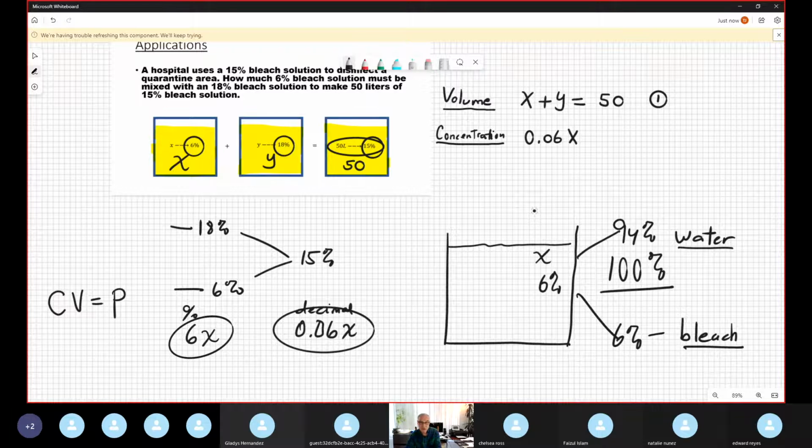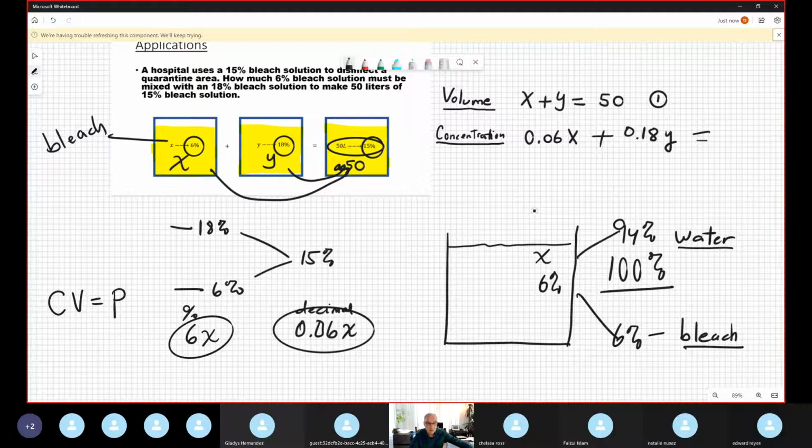Okay, suppose 0.06 represents only the bleach in this container. To find the amount of bleach in the other container is 0.18. Why? Because it's a different volume. So you add both together, okay? This plus indicates mixed. This and this in the corresponding proportion is equal to the multiplication 50 liters times 0.15. So 50 times 0.15. The answer is 7.5.